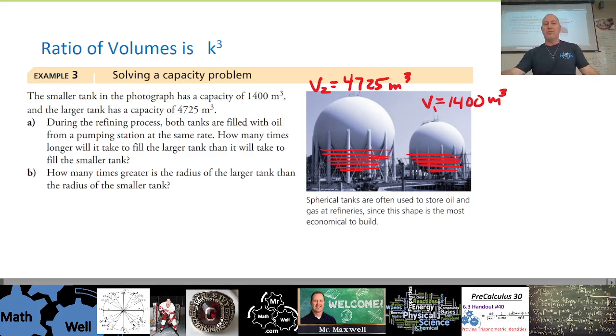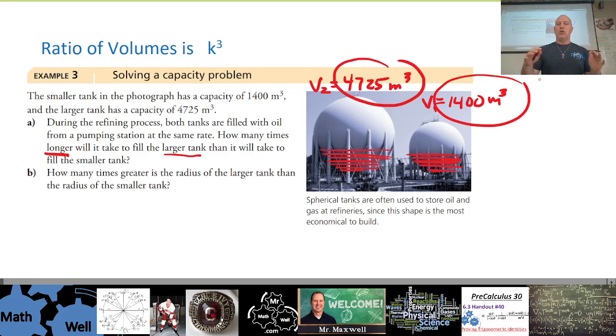So when it talks about filling at the same rate, we're really comparing the difference in volumes, right? So how long it would take would depend on the volume. A bigger one would take longer. So how many times longer will it take to fill the larger tank than it will to fill the smaller tank? Really what they're asking us is what is the ratio of the volumes? How many times bigger is this volume than this volume? Because the fill rate is the same, so how many times bigger is volume 2 than volume 1? Really, I think that's what they're asking. Would you agree?